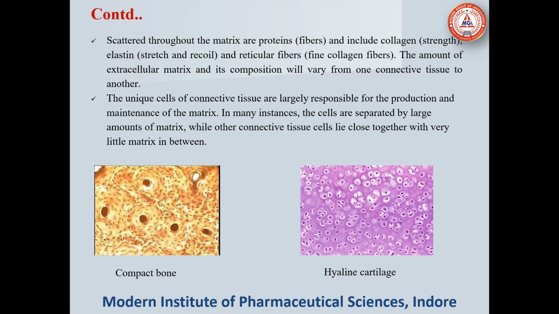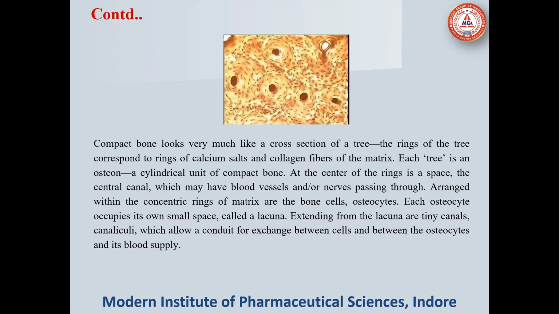In many instances, the cells are separated by a large amount of matrix, while in other connective tissues the cells lie close together with very little matrix in between. You can see examples of two connective tissues. One is compact bone, and hyaline cartilage is another example of connective tissue. Now, compact bone looks very much like a cross section of a tree.